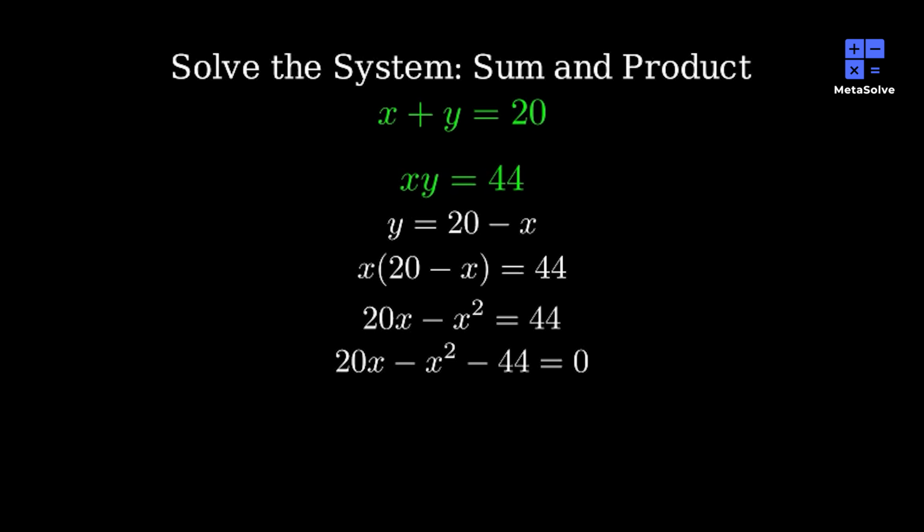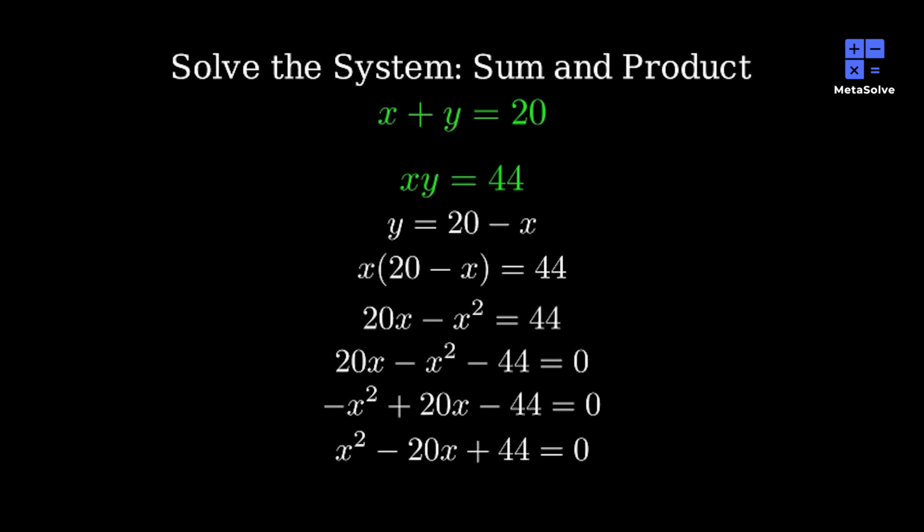Bring all terms to one side. Let's rearrange so we have the standard quadratic form. That is, negative x squared plus 20x minus 44 equals 0. Or multiply through by negative 1, and get x squared minus 20x plus 44 equals 0.